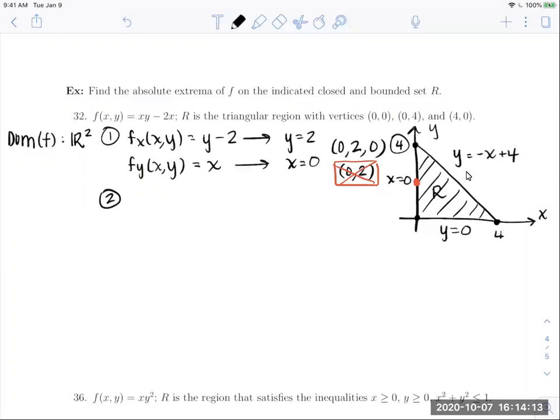So let me run through each of those different equations. Let's start first of all along the bottom here, y equals 0.